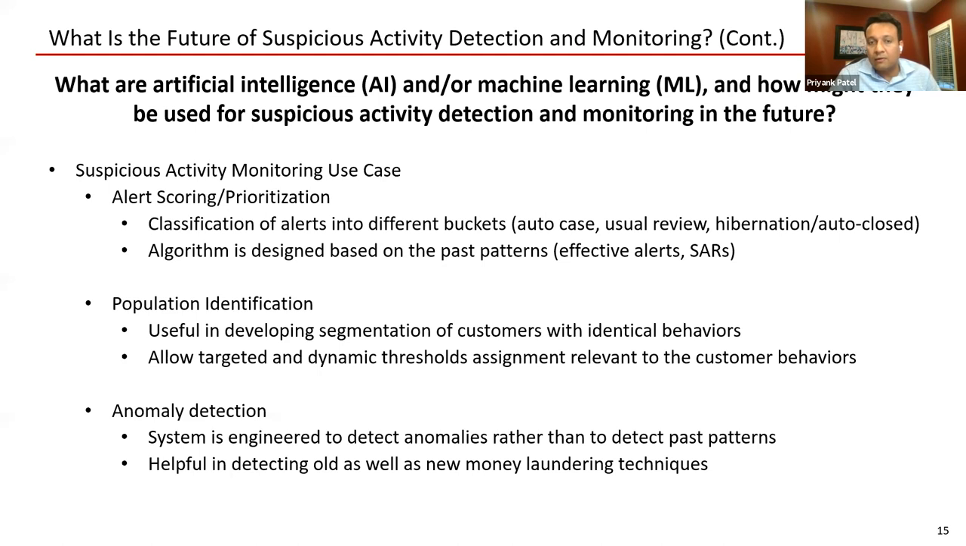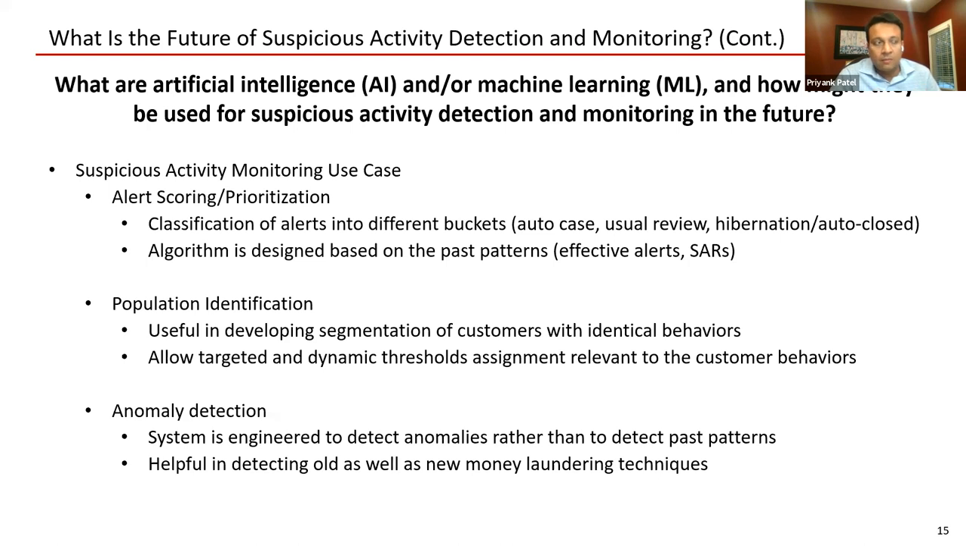If you are auto-closing from day one, I think it drives a separate discussion. But once you can show that the model is reasonably accurate, is predicting accurately and giving you good performance, then you can go into a mode of hibernation or auto-close some of the alerts with the lower score.